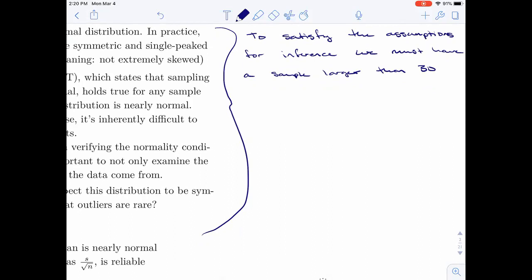So our sample size has to be larger than 30. Get that in the notes.